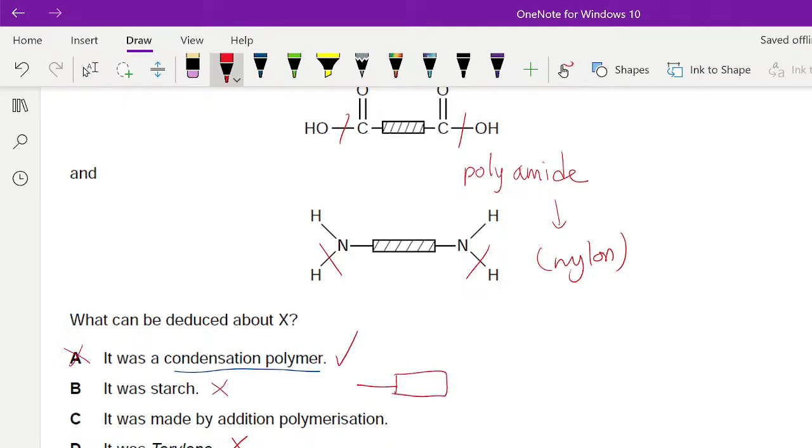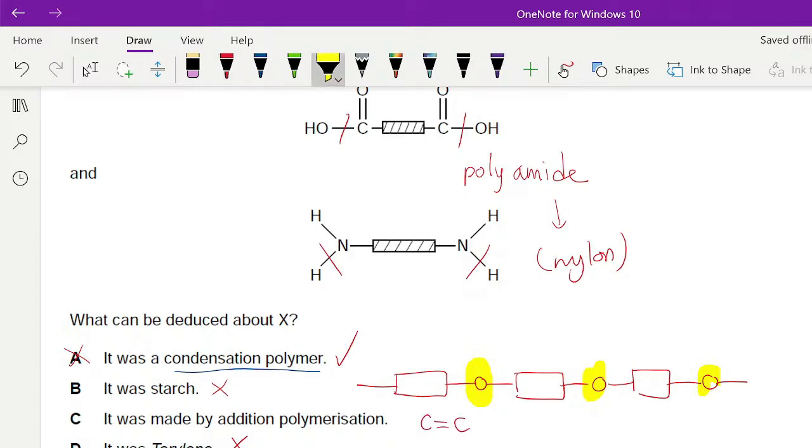This is not starch. Starch looks like this. Starch is made of simple sugar. Okay, so the link is just oxygen like that in the middle of the carbon chain. And it's not addition polymer because addition polymer requires C double bond C, but here the important parts are dicarboxylic acid and diamine. So it's condensation.